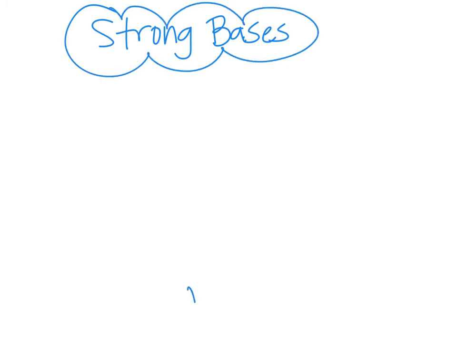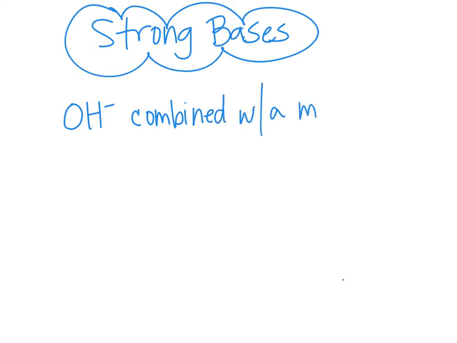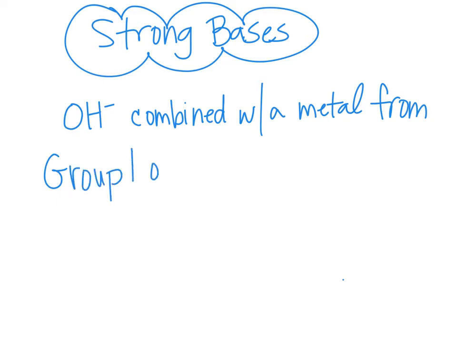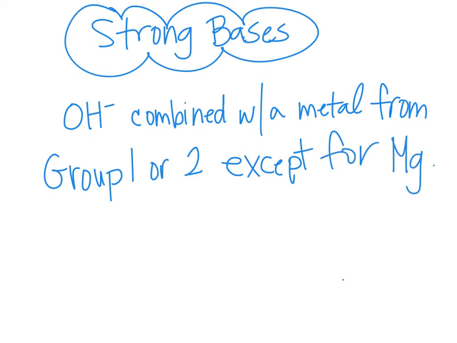It's when you have hydroxide, which is OH minus, combined with a metal from group 1 or 2. So those are your alkali metals and your alkaline earth metals, except for magnesium. Okay, so you need to add that to your notes.